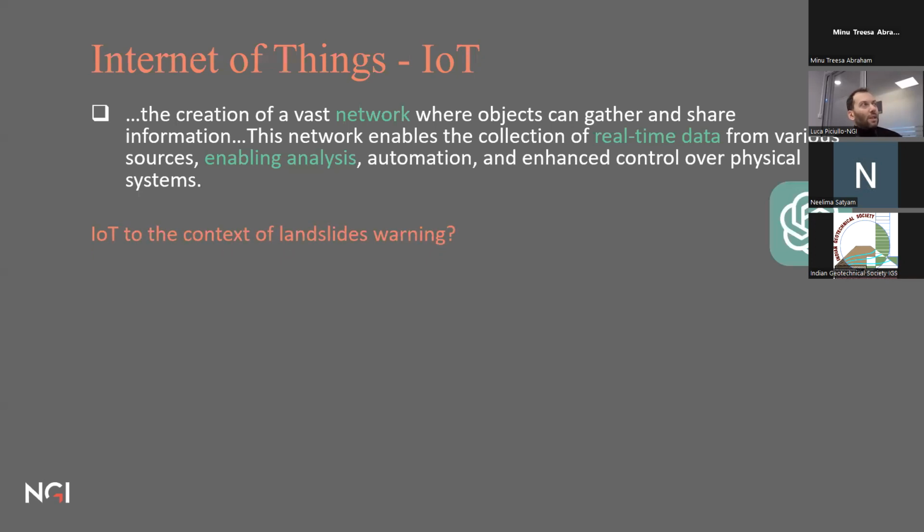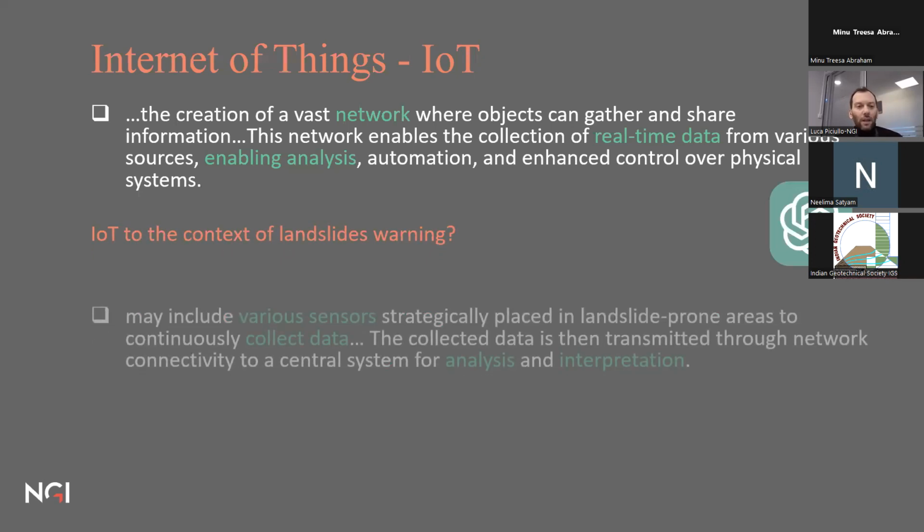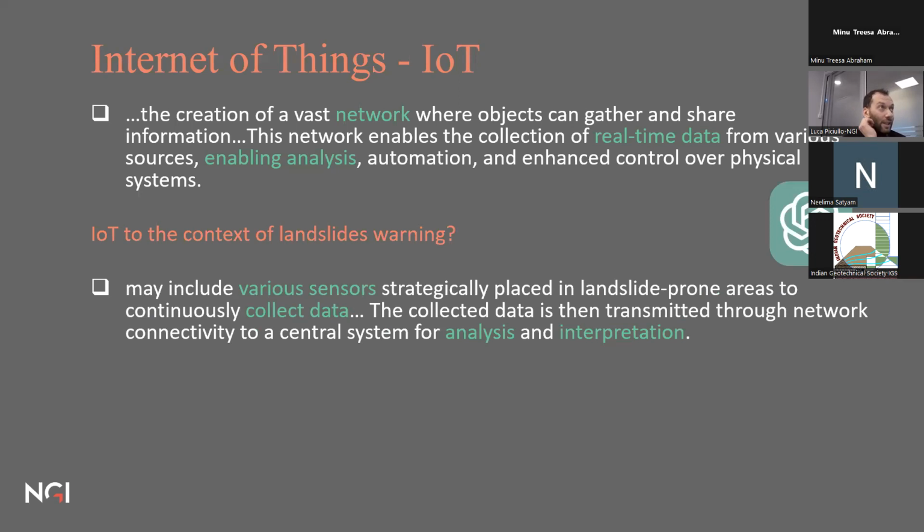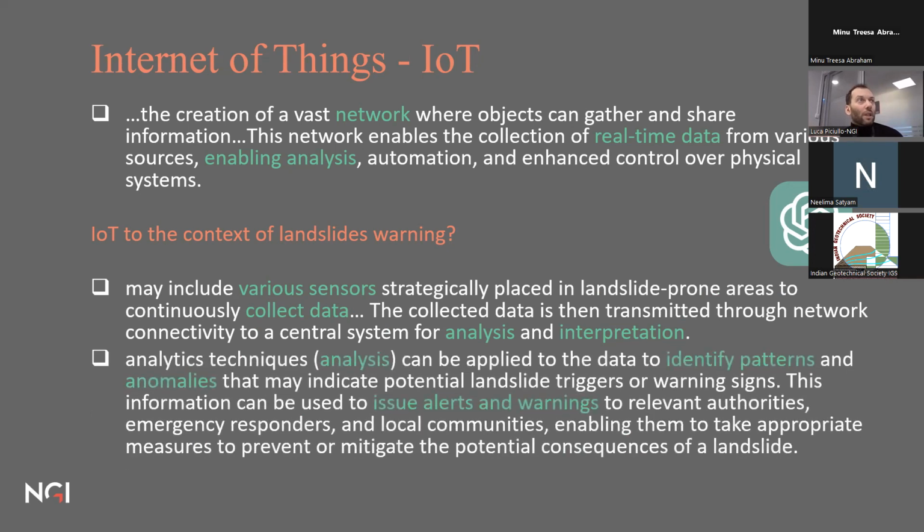But what is IoT in the context of landslide warnings? It includes the use of different sensors that are hopefully strategically placed in landslide-prone areas, and the aim is to continuously collect data, and then to make this data available for analysis and interpretation. And this analysis can lead to identifying patterns and anomalies, with the aim then to issue alerts and warnings.